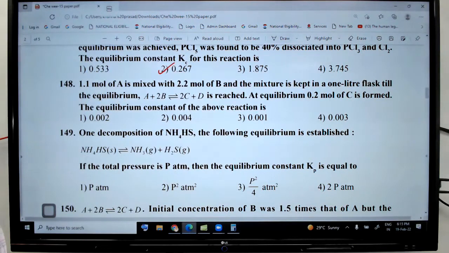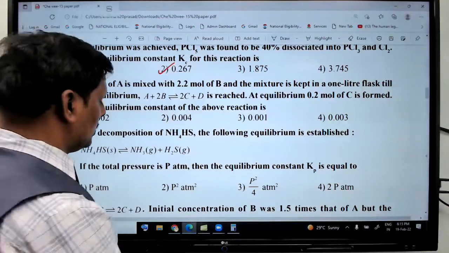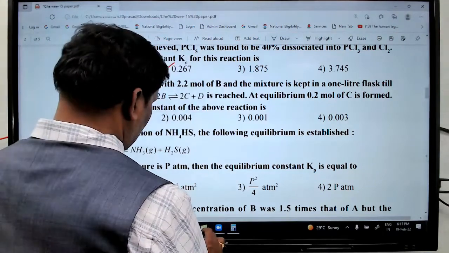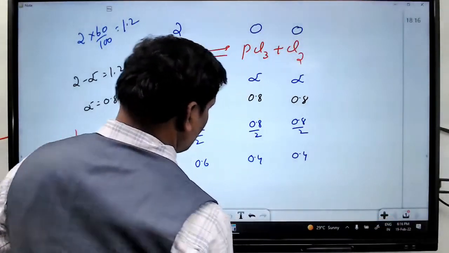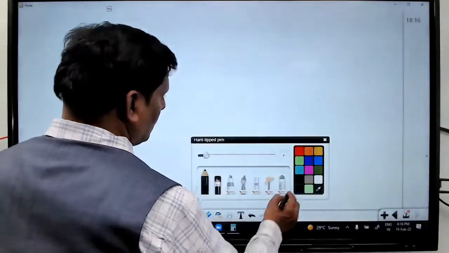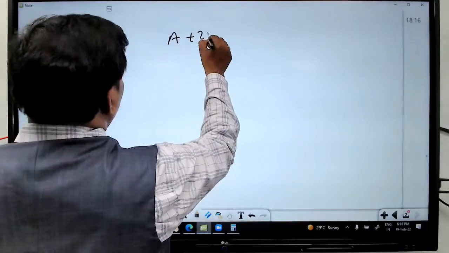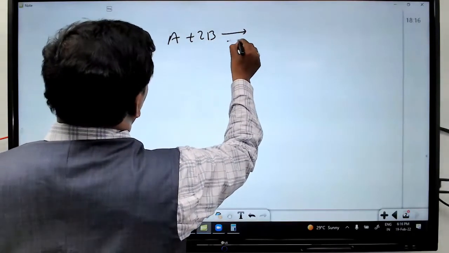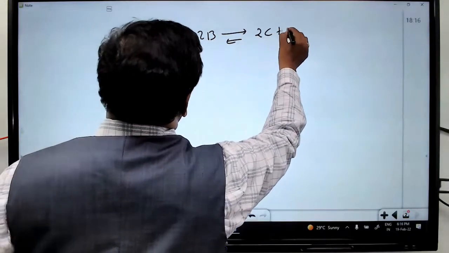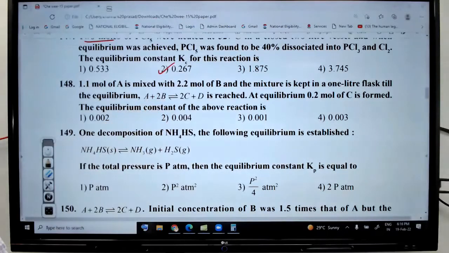Now question number 148 देखो. 1.1 mole of A is mixed with 2.2 mole of B. चलो, first A plus 2B gives rise to 2C plus D. चलो देखो, ये वाला A plus 2B is equal to 2C plus D.